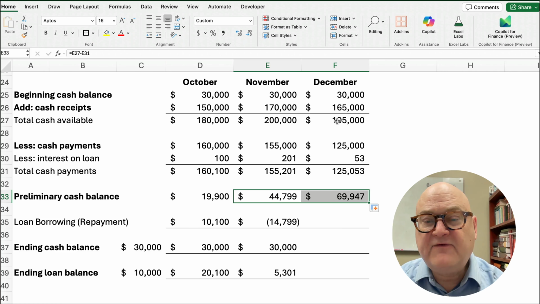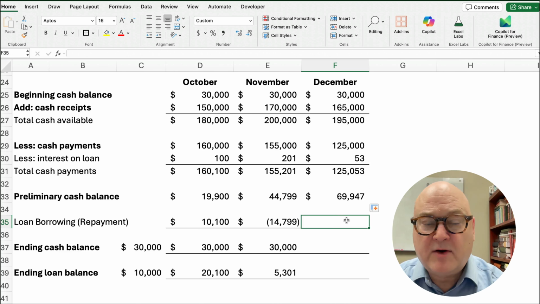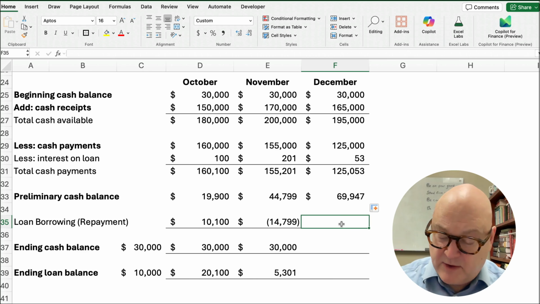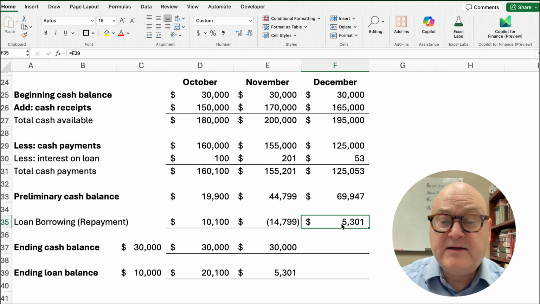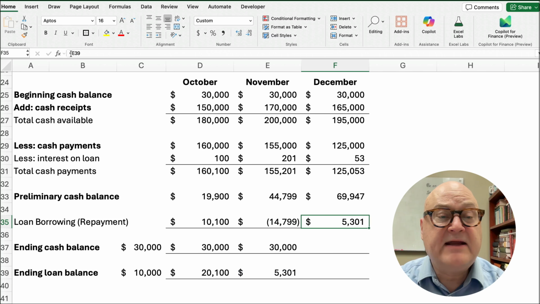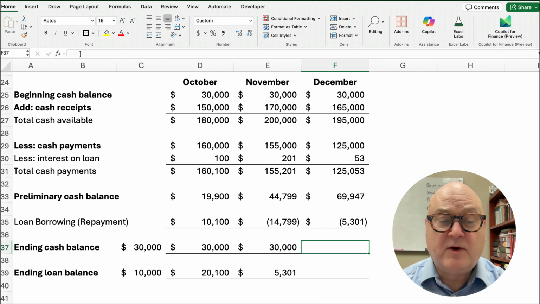So what is our initial, hard for me to say, preliminary balance? It's going to be 195 minus 125. That's about 70,000. We see that here. And so then how much could we borrow? Or how much could we repay? Well, we only need to repay $5,301. So I'm going to make this $5,301. We're not borrowing, so we need to make it a negative number here. We're going to repay $5,301.